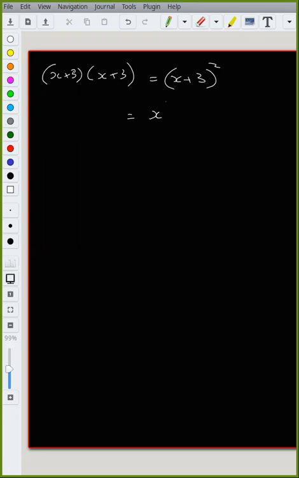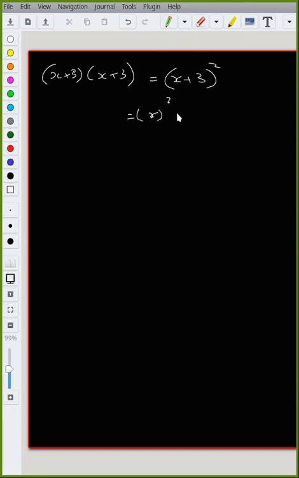Sir, x square plus 3 into x square plus 3. x squared plus... Oh, the answer. x square plus 6xy plus y square. What is y in this case, Achira? Sir, 6. Okay, before this, let's do it this way. It's not 9, it's 6.